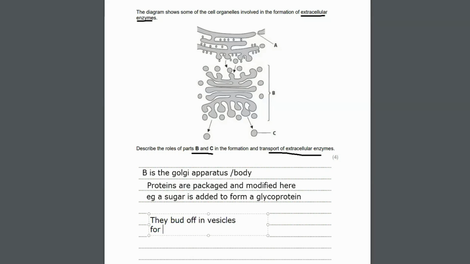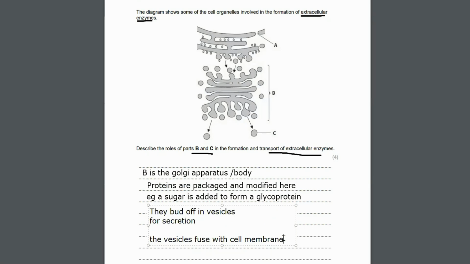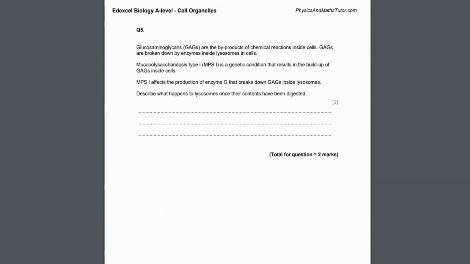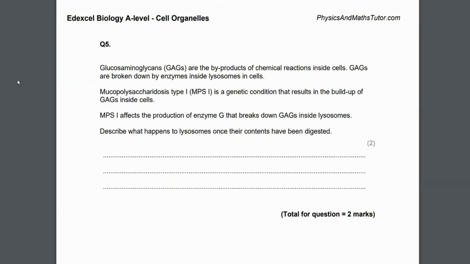And then they bud off in vesicles, secretory vesicles specifically, and those vesicles fuse with the cell membrane and are released by exocytosis. Although the main things here that we want to talk about really are packaged, modified, Golgi apparatus, that's 2 marks, vesicles, and then fusing with the membrane, and that would get you your 4 marks specifically. All right, let's move on.